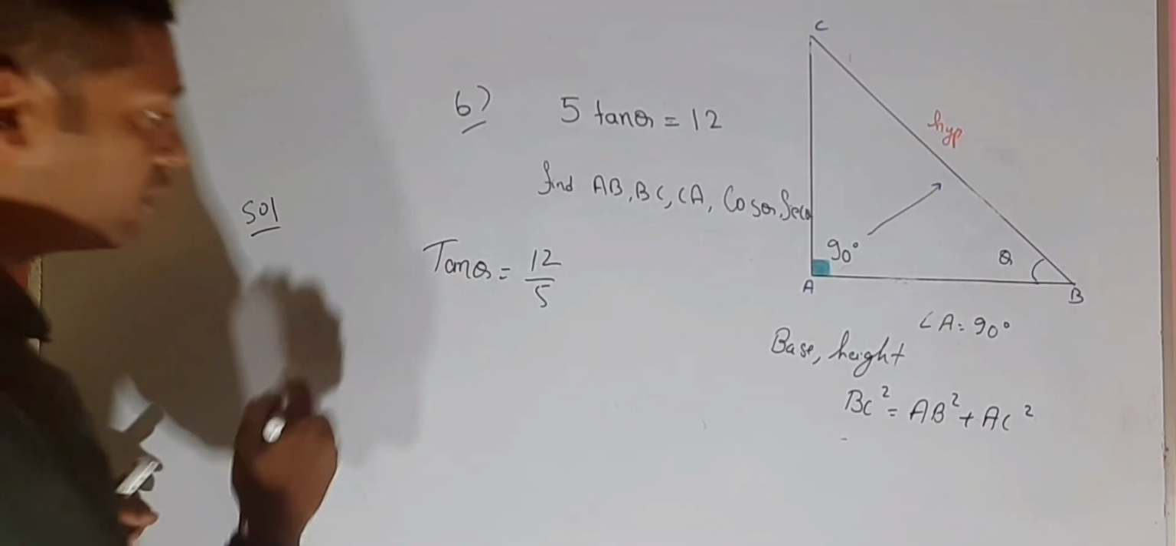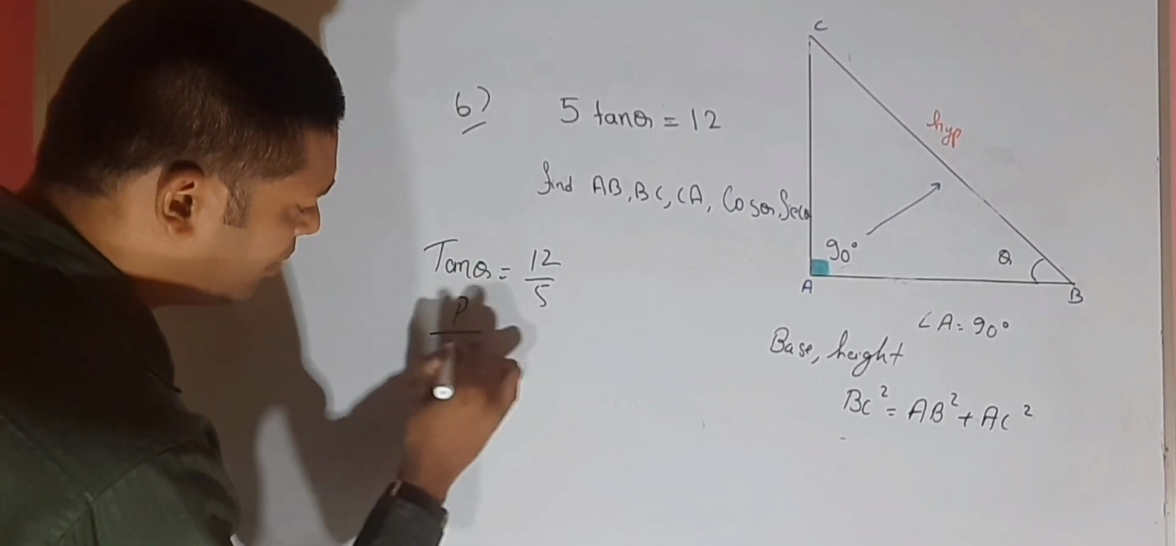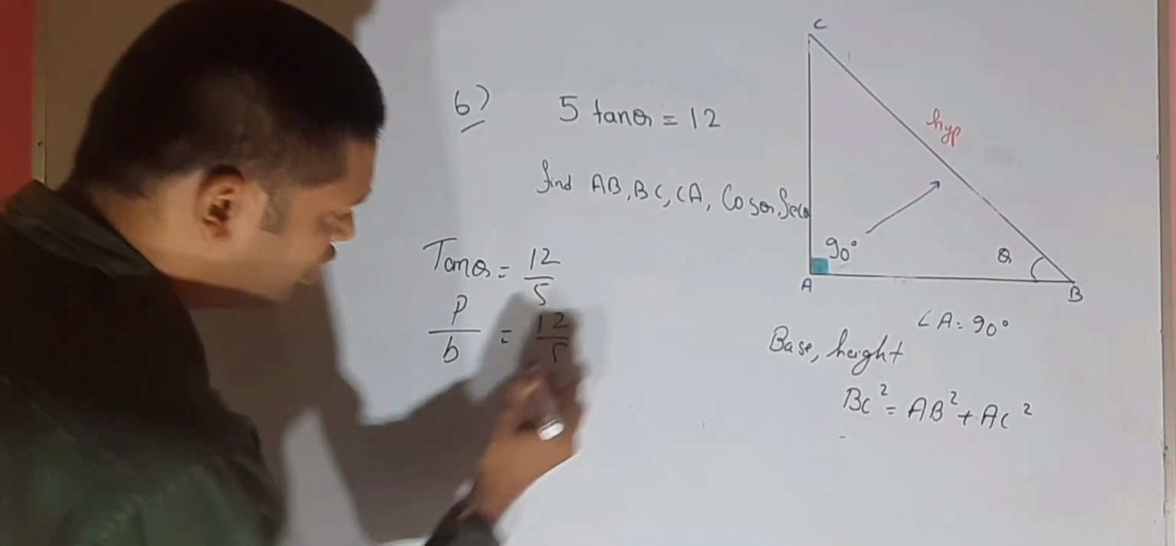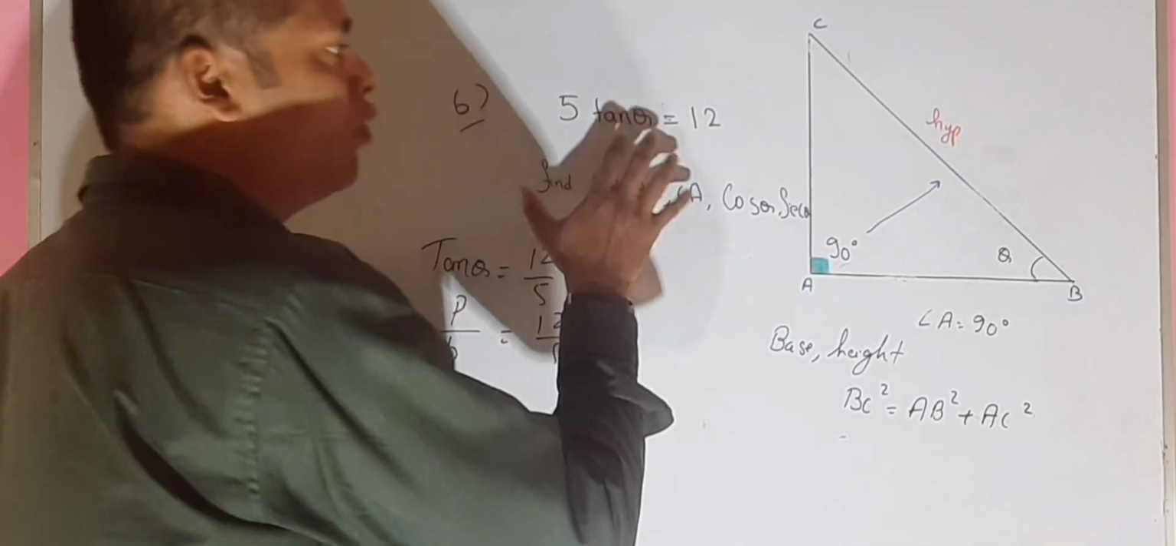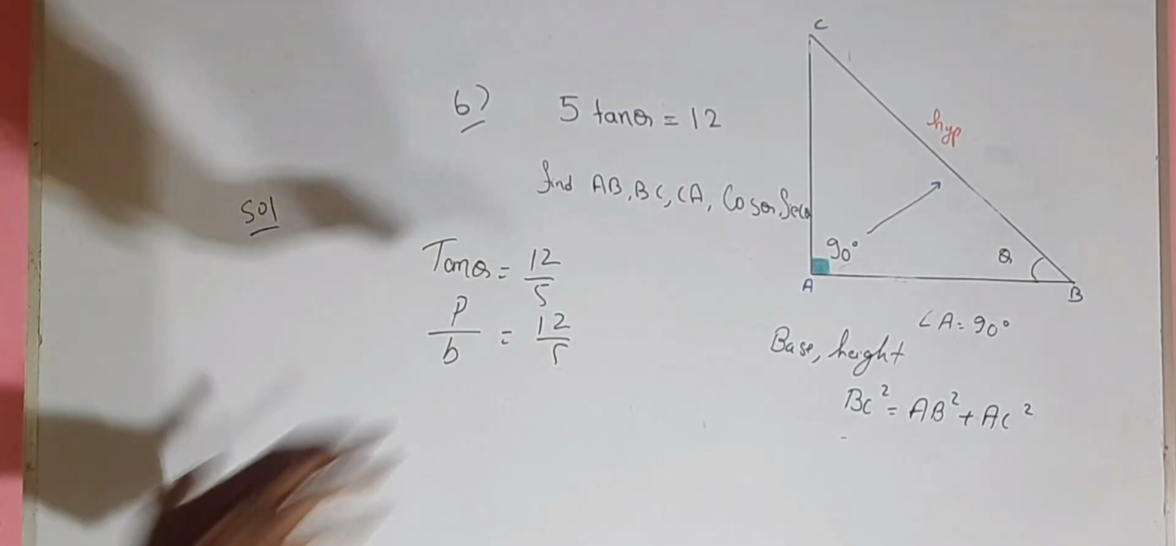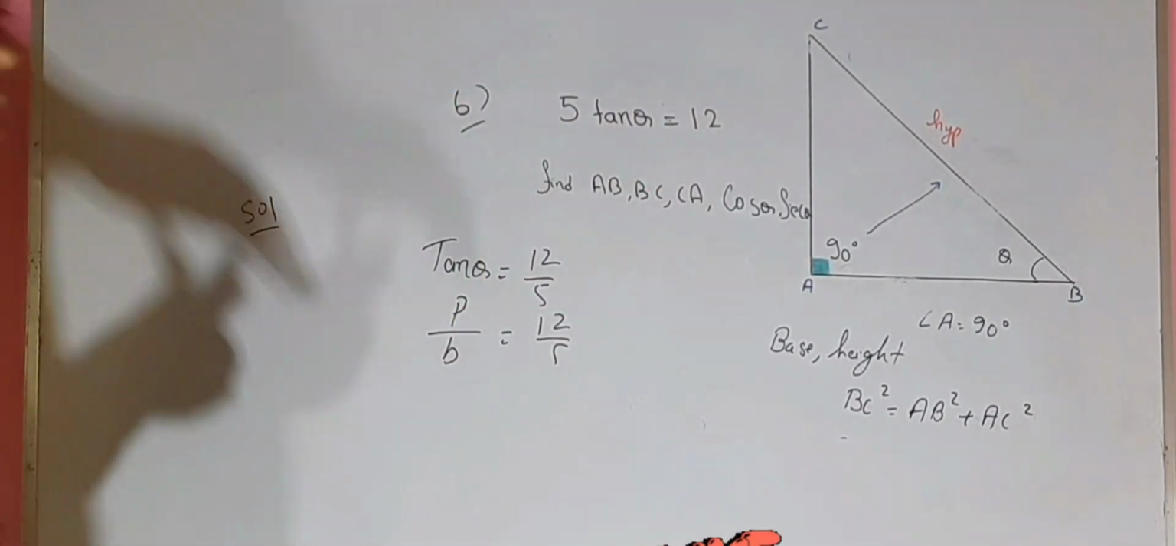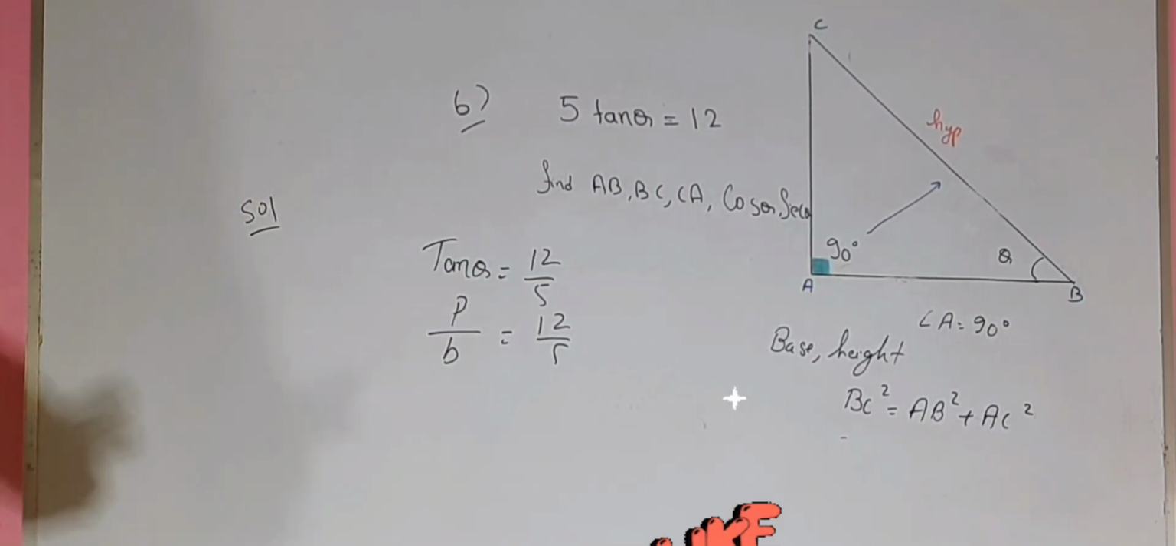After this, I know what you have to do. Tan theta is perpendicular by base, equal to 12 by 5. My work is to explain what we have to do with this one. After that you will draw the diagram and take the ratio. So you take x, you will get your answer, and after that you will solve this one. You understood this one? Yes sir, we have understood.